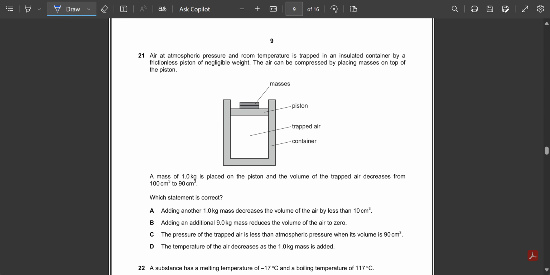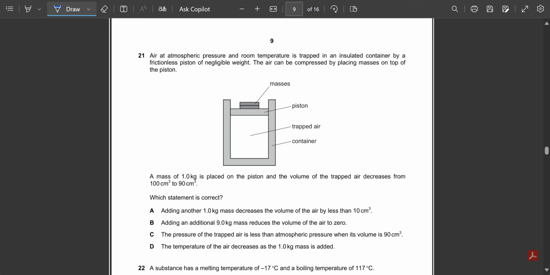Air at atmospheric pressure and room temperature is trapped in an insulated container by a frictionless piston of negligible weight. The air can be compressed by placing masses on the top of the piston. A mass of 1 kg is placed on the piston and the volume of the trapped air decreases from this to this. Which statement is correct? Adding another 1 kg mass decreases the volume of the air by less than 10 centimeters cubed.